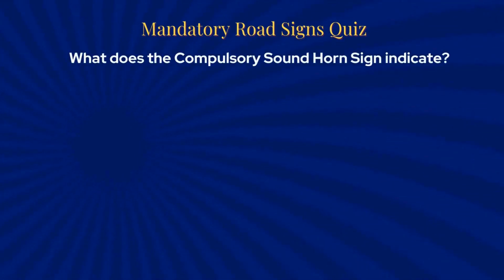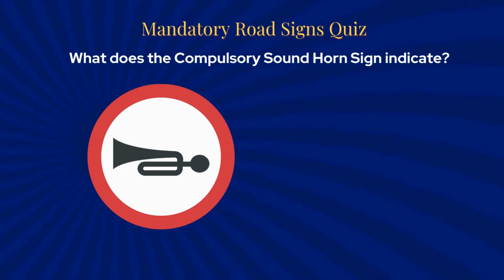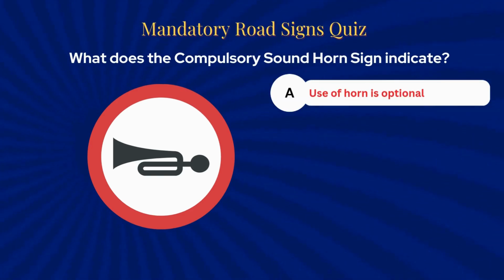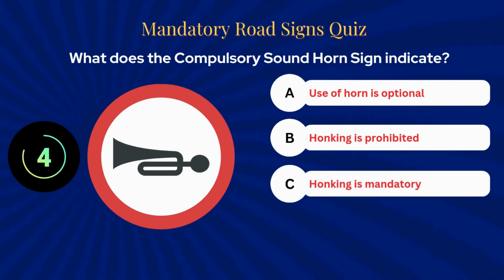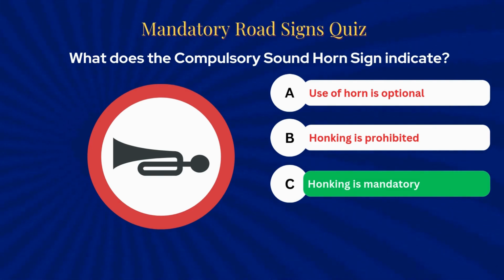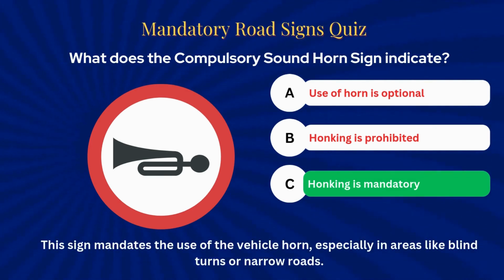What does the compulsory sound horn sign indicate? Options are use of horn is optional, honking is prohibited, and honking is mandatory. Answer is honking is mandatory. This sign mandates the use of the vehicle horn, especially in areas like blind turns or narrow roads.